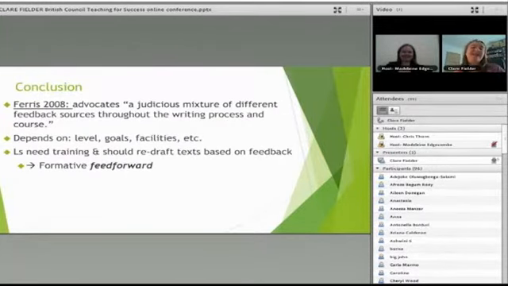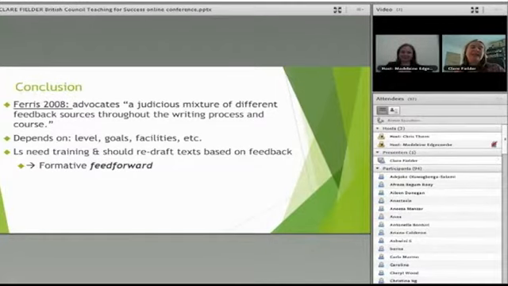So Dana Ferris, who's done a lot of work on feedback, she suggests that we use a mixture of different feedback sources, and I think that's what I'm trying to encourage today, and that links in with the professional practices framework, where I think what it's asking us to do is have knowledge of different strategies that are out there, and then depending on our students' level, goals, the facilities available, to make the decision about what's most appropriate in specific contexts and working on different tasks and so on.